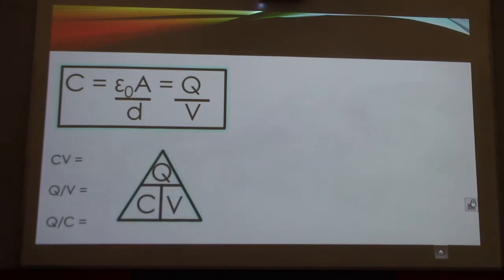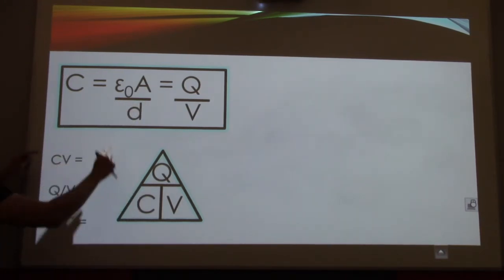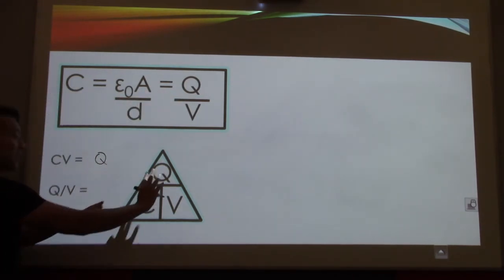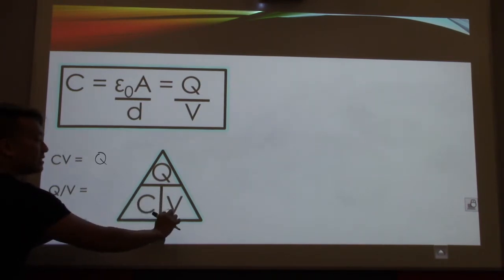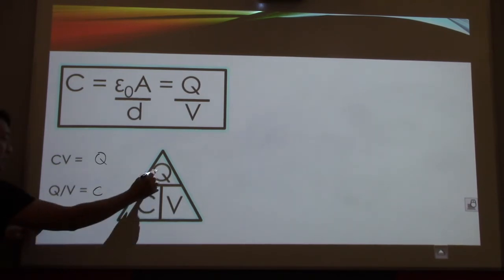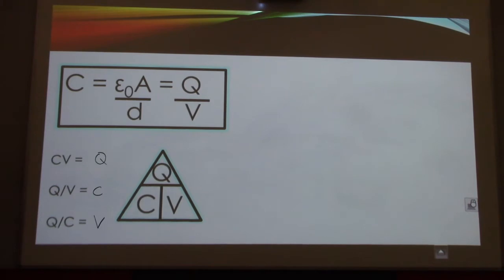Next thing is just the little things. Here's a little thing that you can use, a little pyramid. It's just a silly little thing. If you manipulate the equation, because you're going to do this for the circuits, multiplied by V on both sides, CV equals Q. So if you cover it up, CV is Q. Q over V, what's remaining? The C. And then Q over C is V. It's a little silly thing, just so you don't have to clutter your equation sheet when you're taking your test. You can just use this. Just a little triangle with the 3 letters.